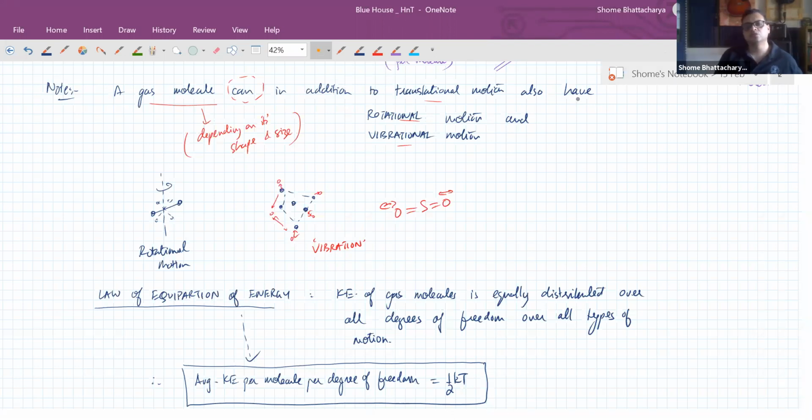It's a molecule, SO2, sulfur dioxide. Take the example of carbon dioxide. This will also have a tendency to vibrate.